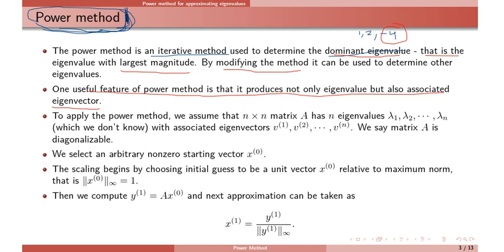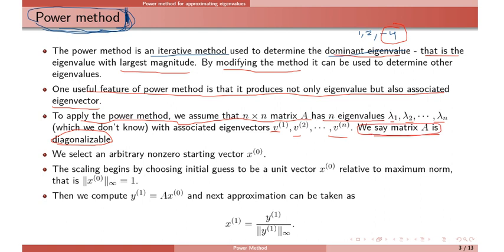The method is very simple to apply. For example, we have an n by n matrix A, which will have n eigenvalues, lambda 1, lambda 2, up to lambda n. Eigenvalues can be real or imaginary, depending on the matrix. The corresponding eigenvectors are say v1, v2, up to vn. We say that matrix A is diagonalizable and it has linearly independent eigenvectors. No need to bother about diagonalizable here.